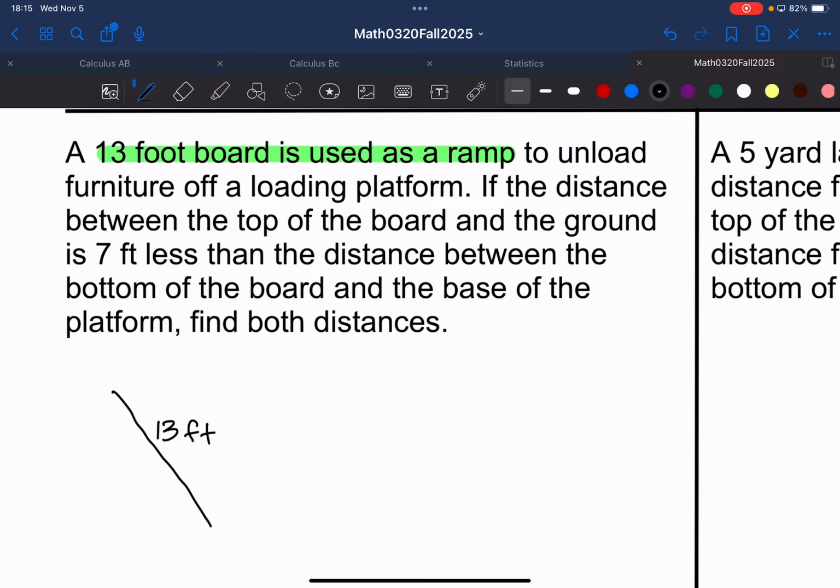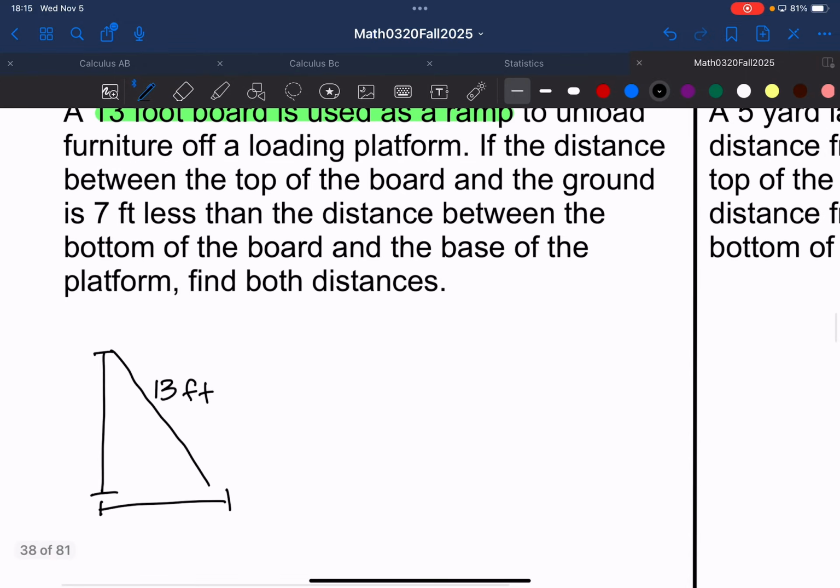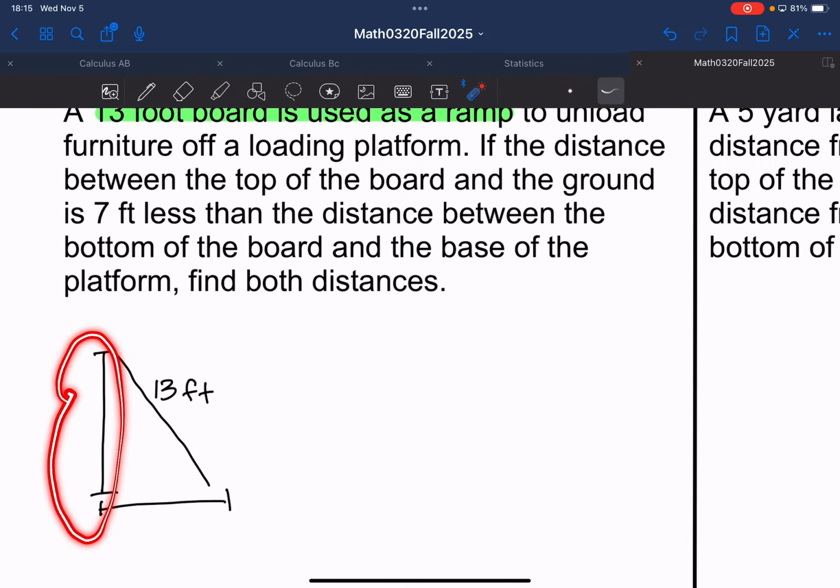If the distance between the top of the board and the ground, so that's this, the top of the board and the ground, is 7 feet less than the distance between the bottom of the board and the base of the platform, so that's this distance, find both distances. So it's saying that this side right here is 7 feet less than this side.